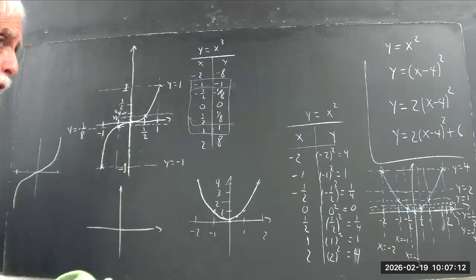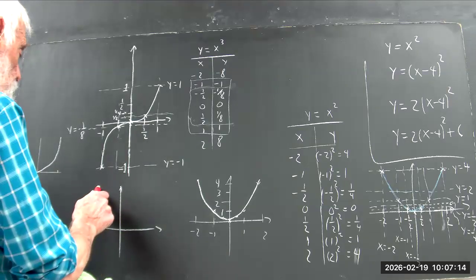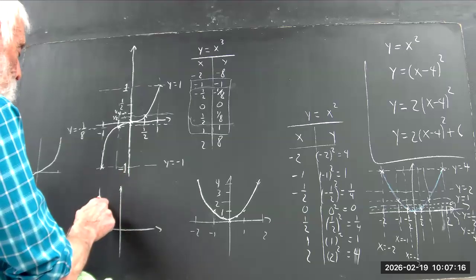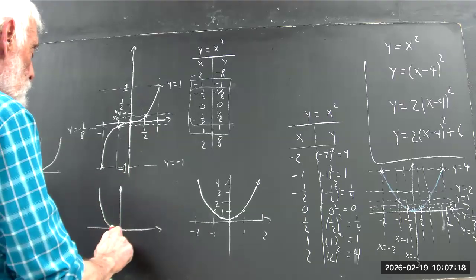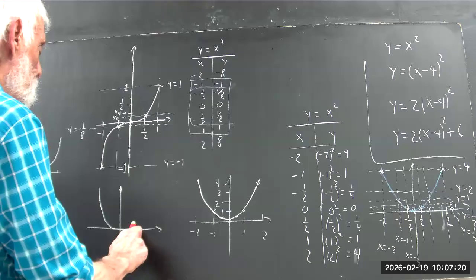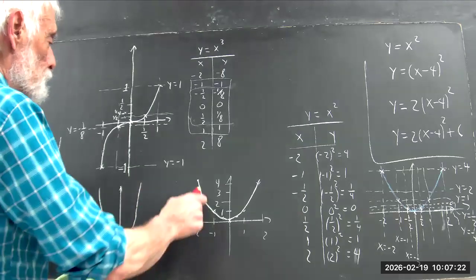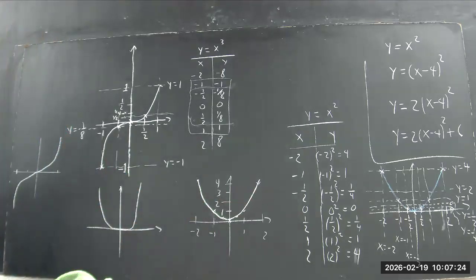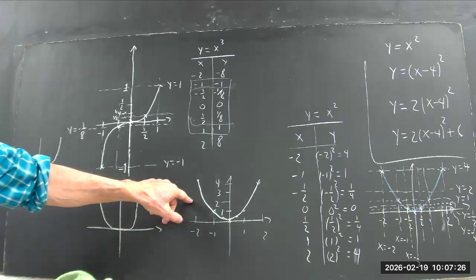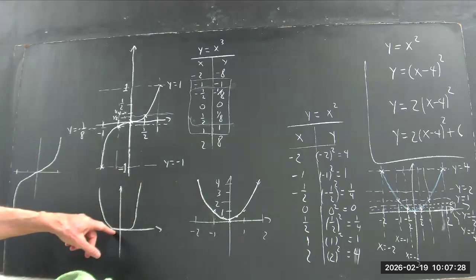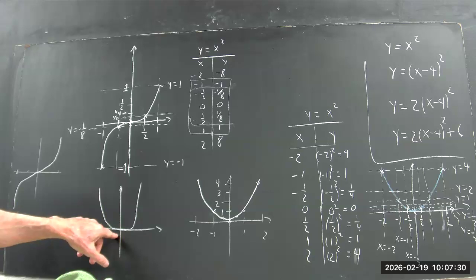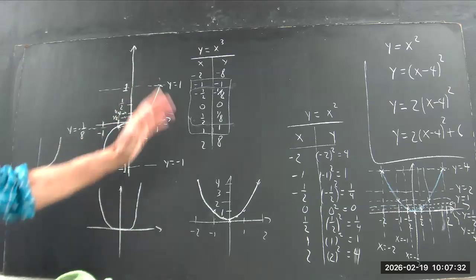Y equals x to the 4th, and I'm not going to put a scale on this. I'm just going to higher powers. Higher even powers look something like the squaring function, but they get much flatter, much quicker near the origin, and then they get much steeper.